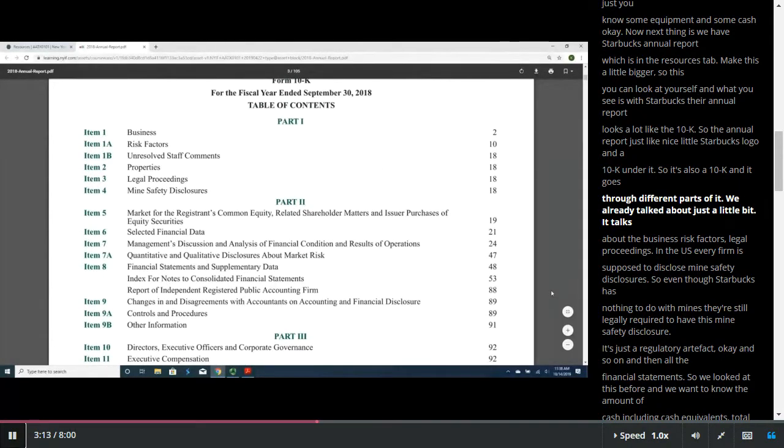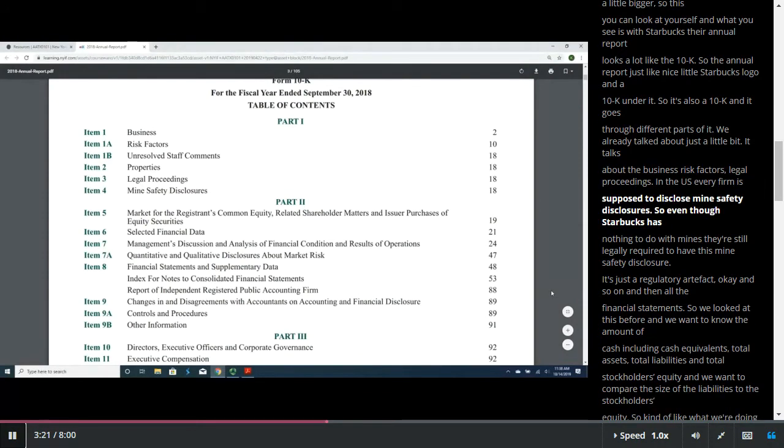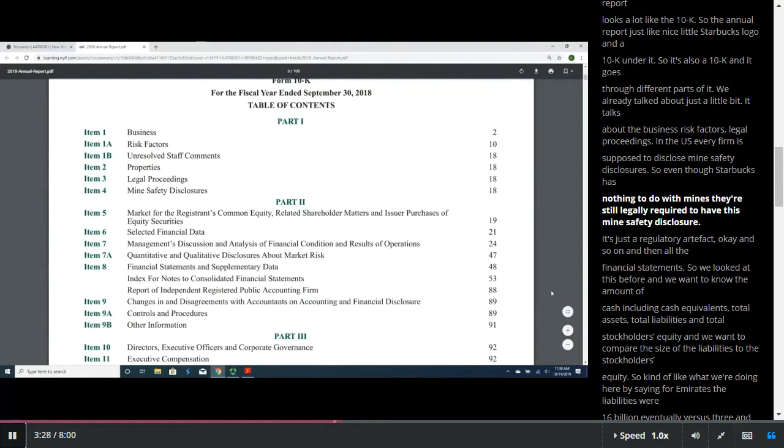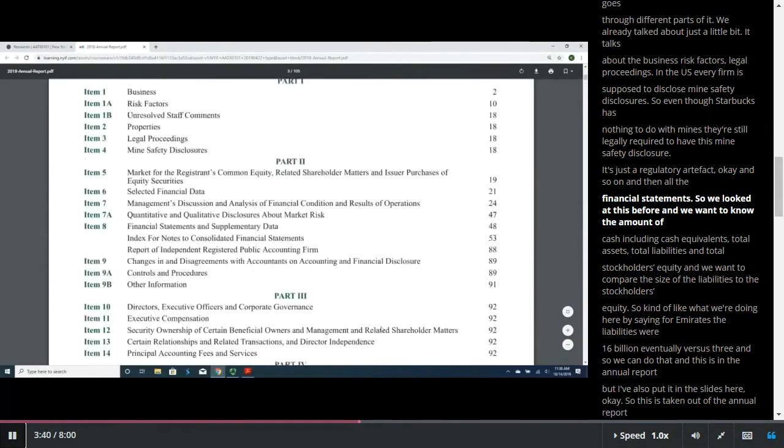We already talked about this a little bit. It talks about the business, risk factors, legal proceedings. In the U.S., every firm is supposed to disclose mine safety disclosures. So even though Starbucks has nothing to do with mines, they're still legally required to have this mine safety disclosure. It's just a regulatory artifact. Okay. And so on, and then all the financial statements.